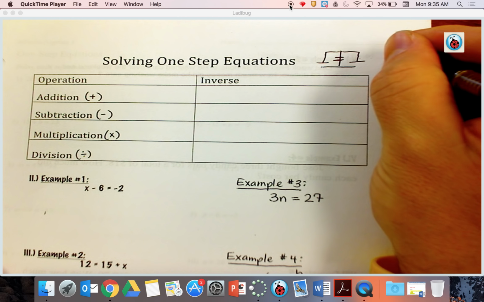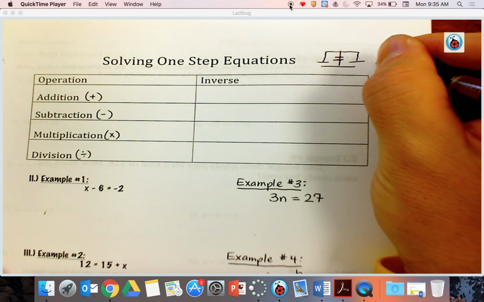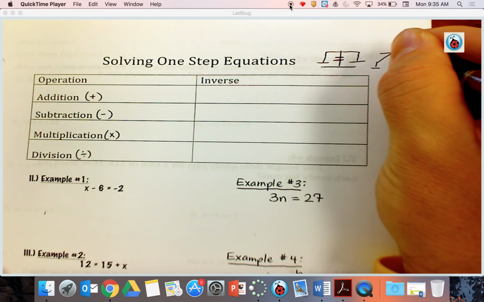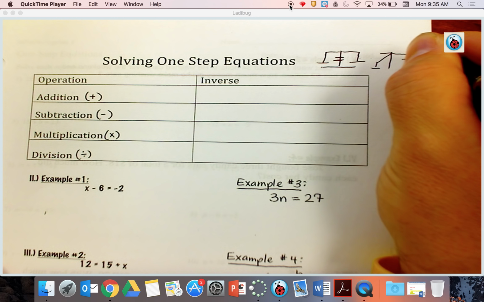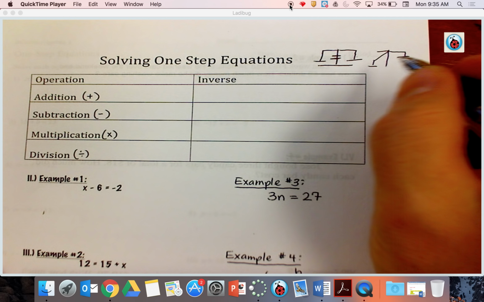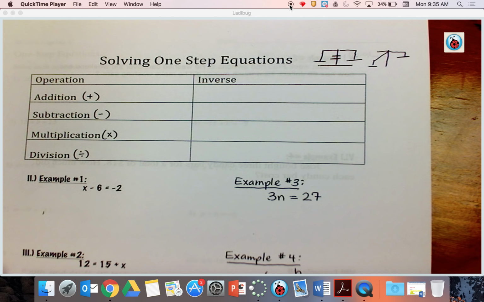I don't want my scale to be looking like this. If I have a scale that looks like this, I know that's not balanced because one side is heavier than the other. So I've got to do something on one side of the equal sign and do the same thing on the other side. But how do you do that? Well, we have to look at the problem first and figure out what operation is given to you, and then do the opposite of that.